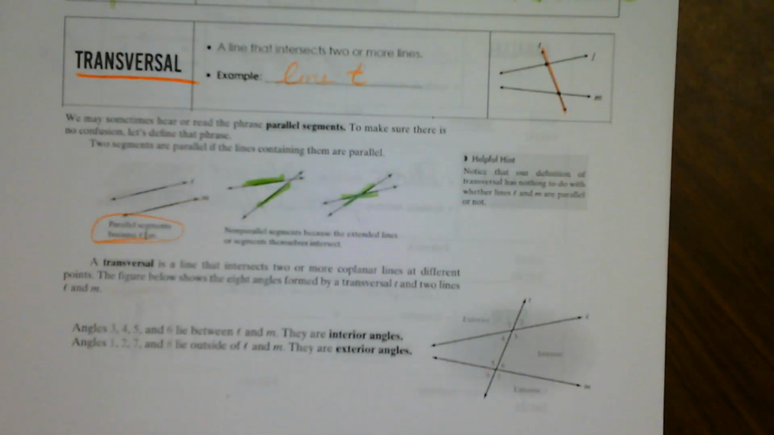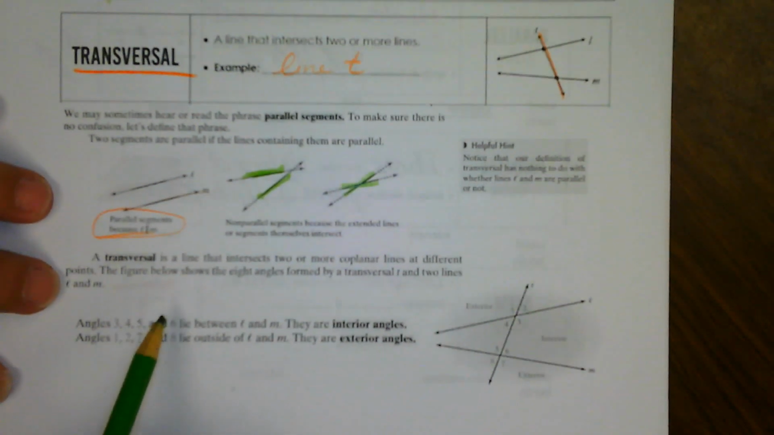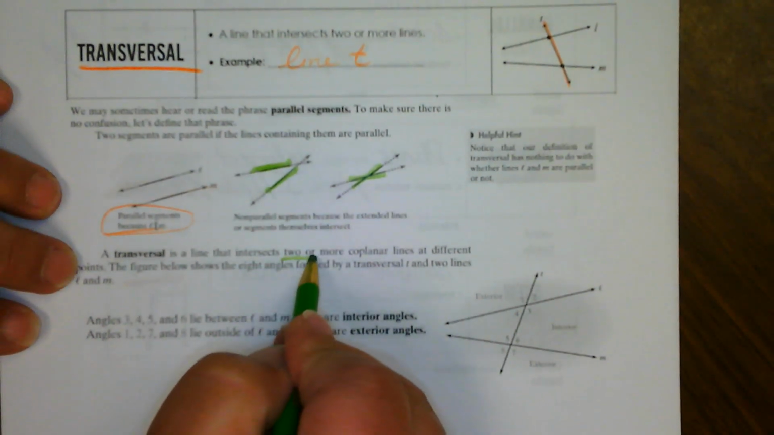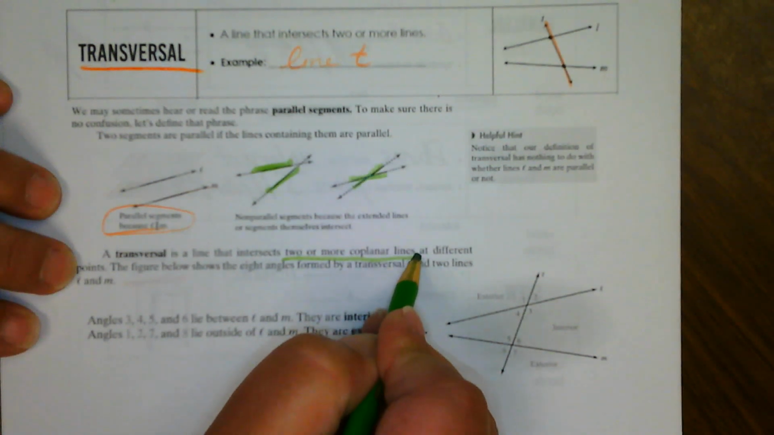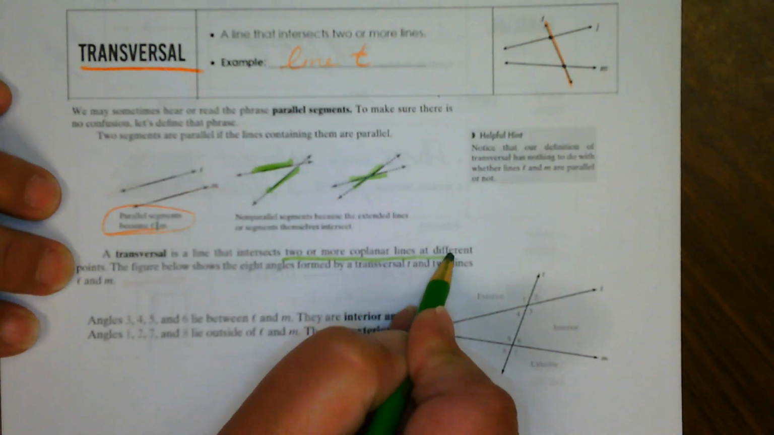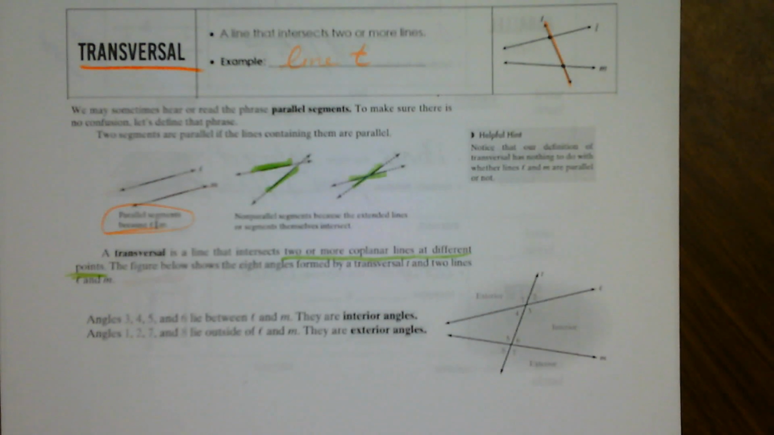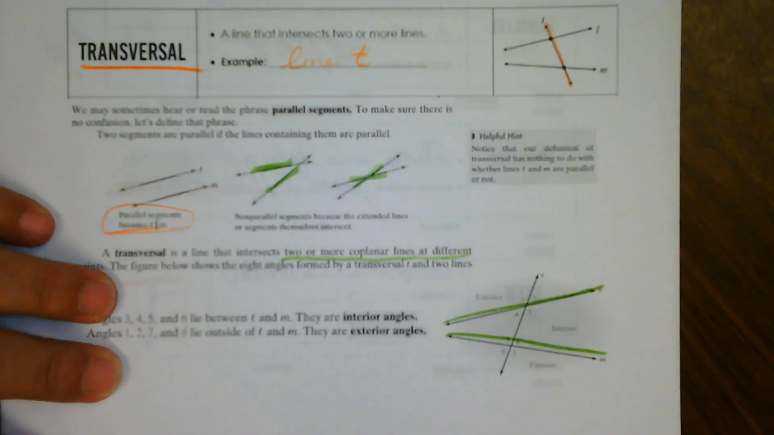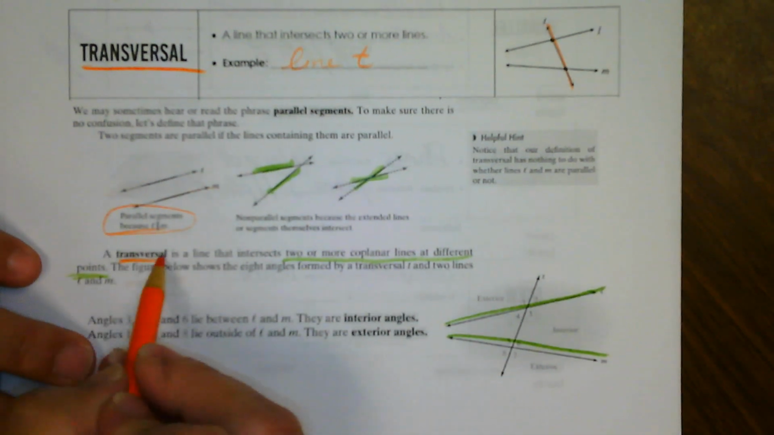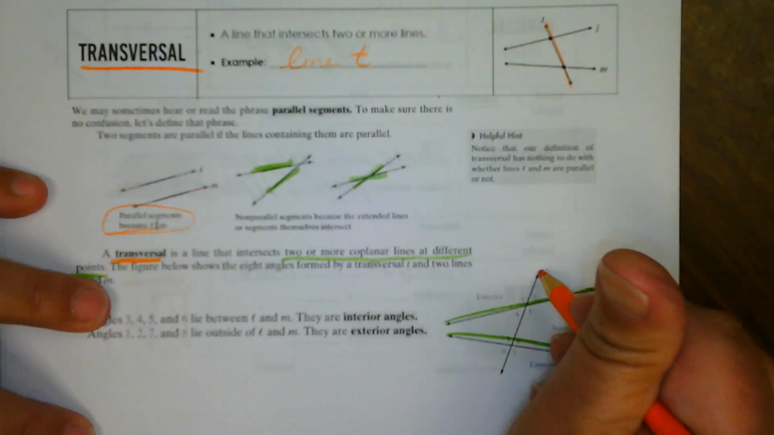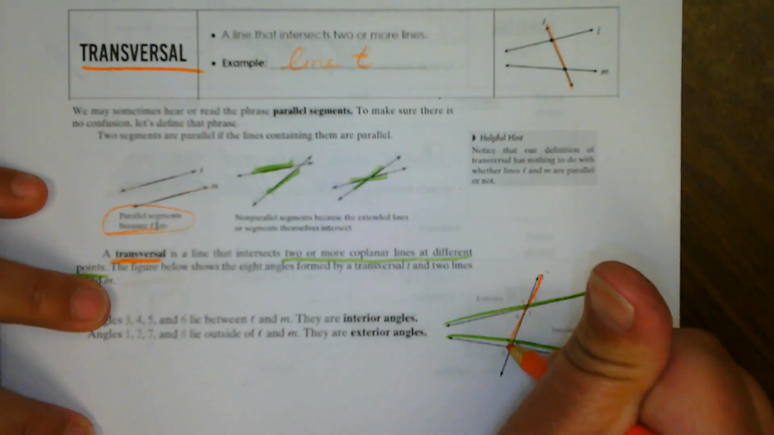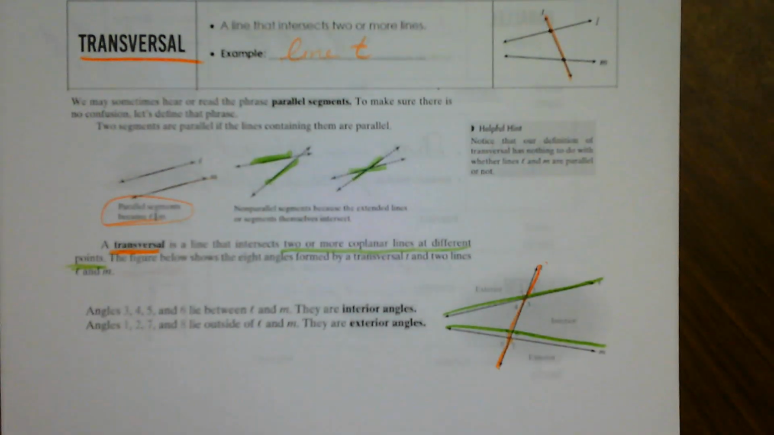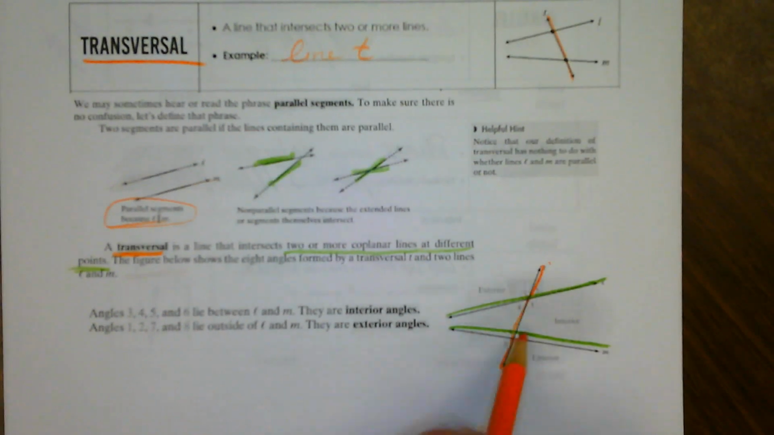And to define a transversal a little better, it's a line that intersects two or more coplanar lines at different points. So here are my two coplanar lines. This transversal right here comes down here and goes 1, 2, and goes on. It intersects both those lines. Okay?